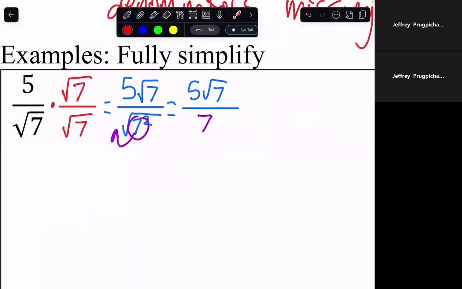Then you check if you can simplify. You are not allowed to divide radicals by non-radicals. So even though these numbers are both 7s, you cannot cancel them out. Now the 5 and the 7, if they had a number in common, you could cancel them out, but they don't. So this is the fully simplified answer.